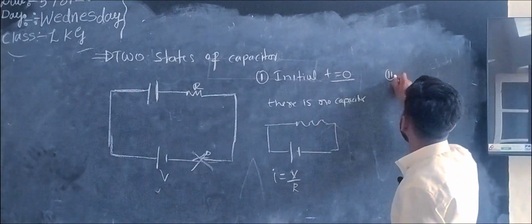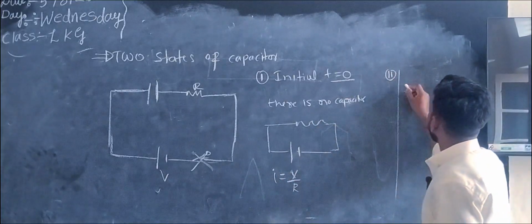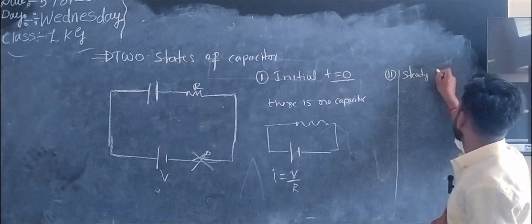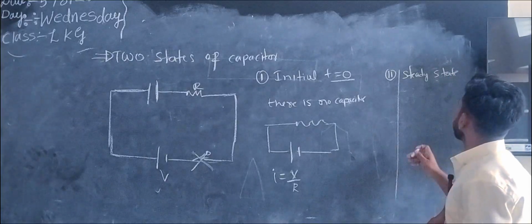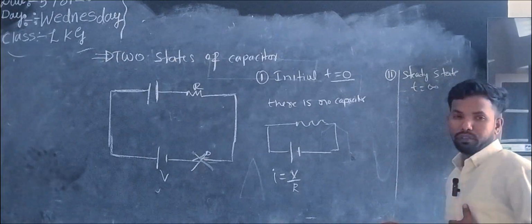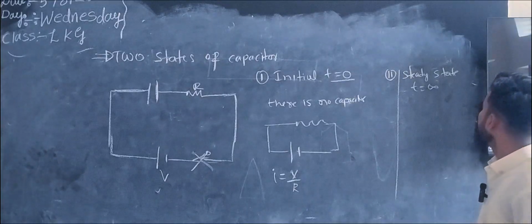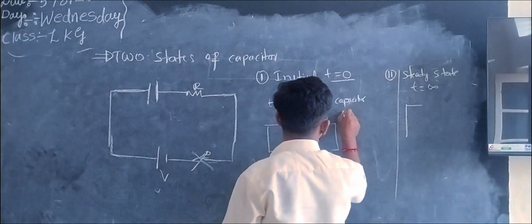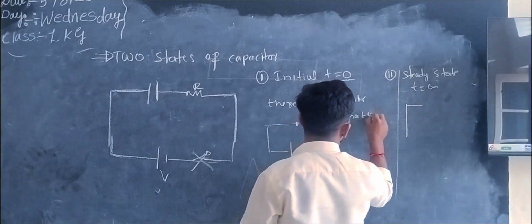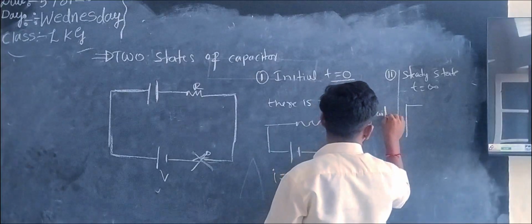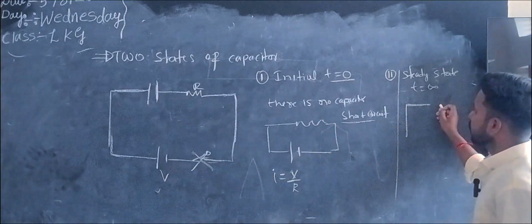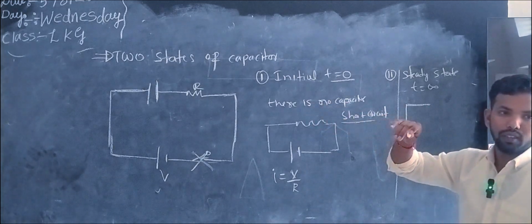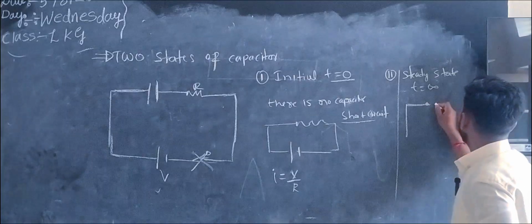Second case, steady state. Steady state means T is equal to infinity. T is equal to infinity reached means this is also called a short circuit. T is equal to infinity. Here the capacitor will become open circuit. Once it is fully charged, the capacitor will become open circuit.